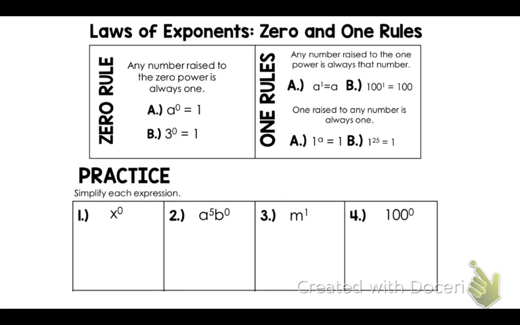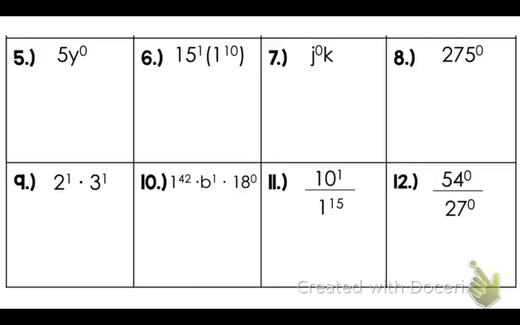Let's take a look at the next one. So the next one I'm going to do is number 6. So for number 6, 15 to the first power. Remember, any number raised to the first power will always be that number. So this is just 15. 1 to the 10th power. If it's a 1 and you're raising it to whatever number you're raising it to, it's always going to be 1. Which means this is 15 times 1, it's just 15.